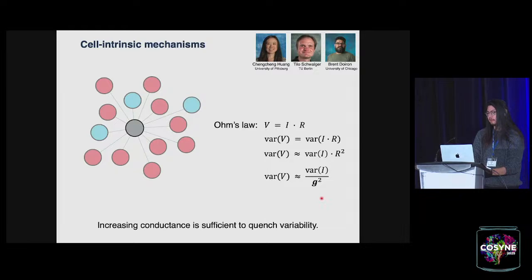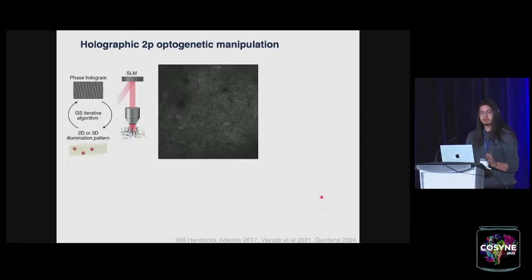So in order to test this hypothesis, we needed to be able to inject conductance into a neuron, but we also wanted to minimize network effects because we didn't want these confounds of something going on in the network. To do that, we used two-photon optogenetics to inject excitatory conductances into a cell. I'm just giving you an example here.